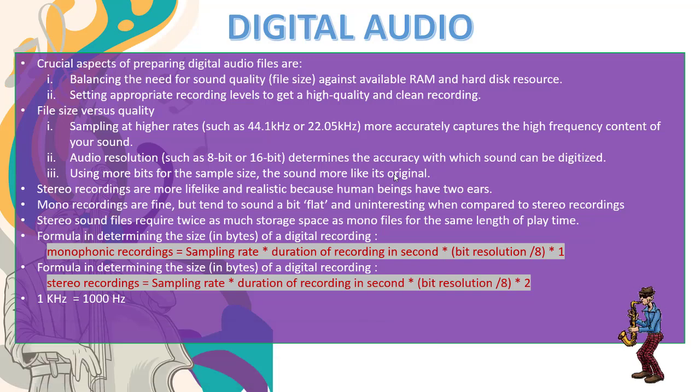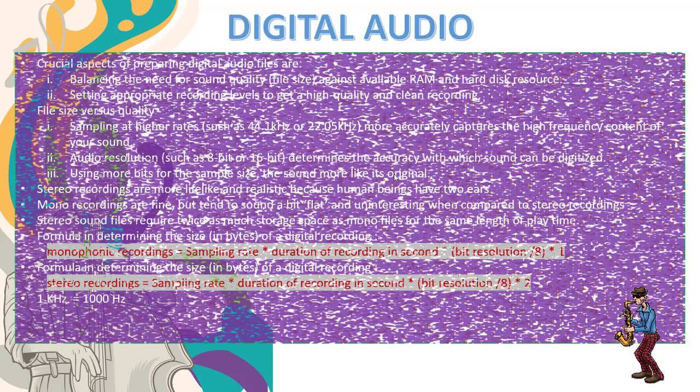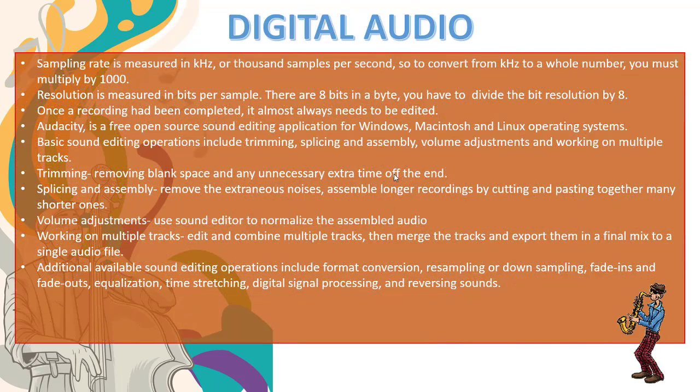The slide shows the formula to calculate the size of a digital audio recording in bytes. The formula shows mono recording and stereo recording. 1 kHz is equivalent to 1000 Hz. Therefore, you need to convert the sampling rate from kilohertz to hertz by multiplying by 1000 before you can input it in the formula. The size is determined in bytes.